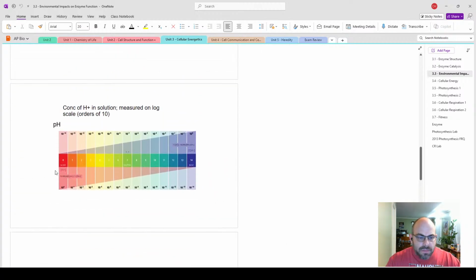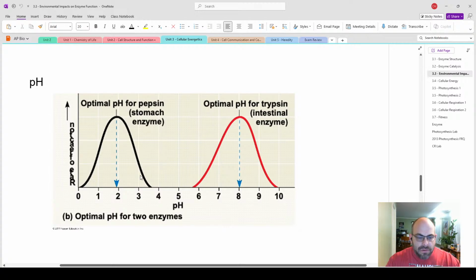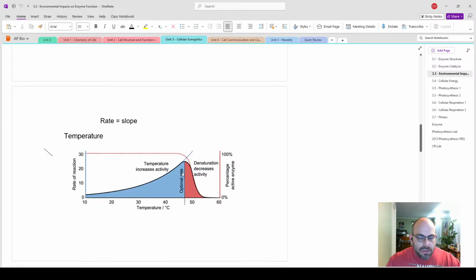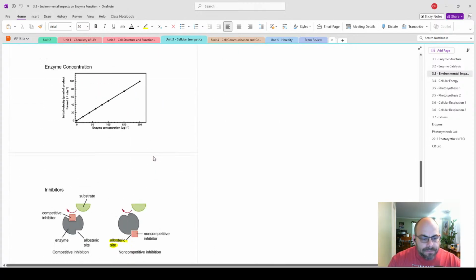And that's why you see these pictures like with pH. There's an optimal pH, but if it gets on either side, it changes the shape. It doesn't function anymore. With temperature, it spikes, and then it denatures, just completely tanks the enzyme activity. And so again, if you see a graph, that's how you need to read that. Graphs are important.